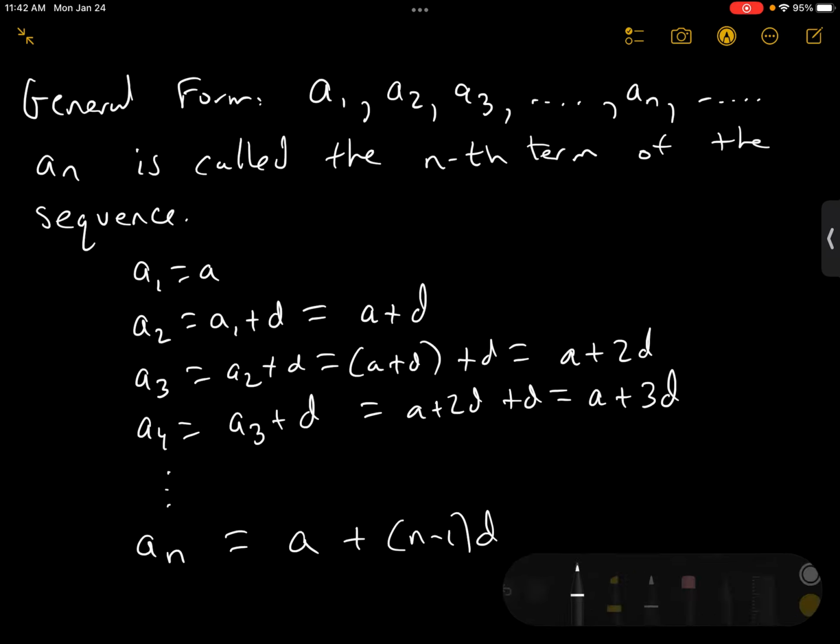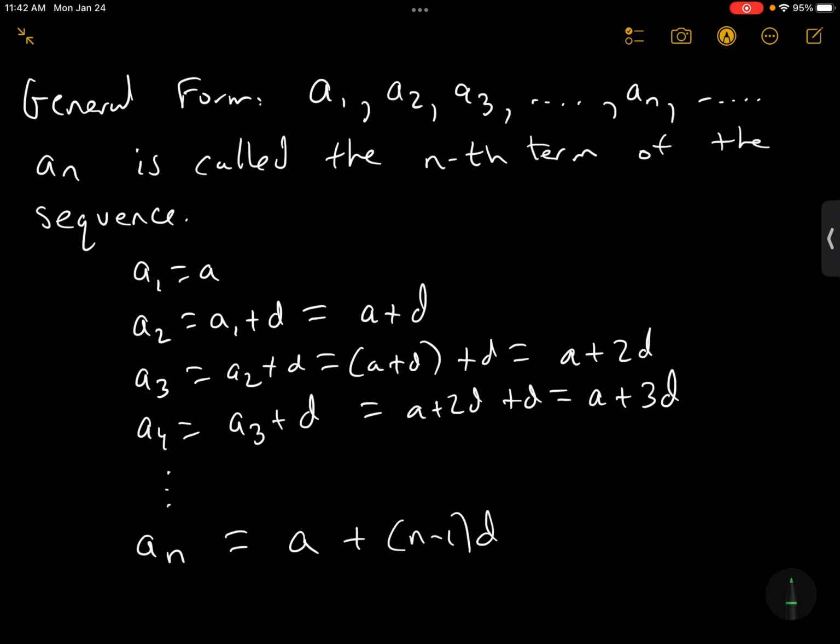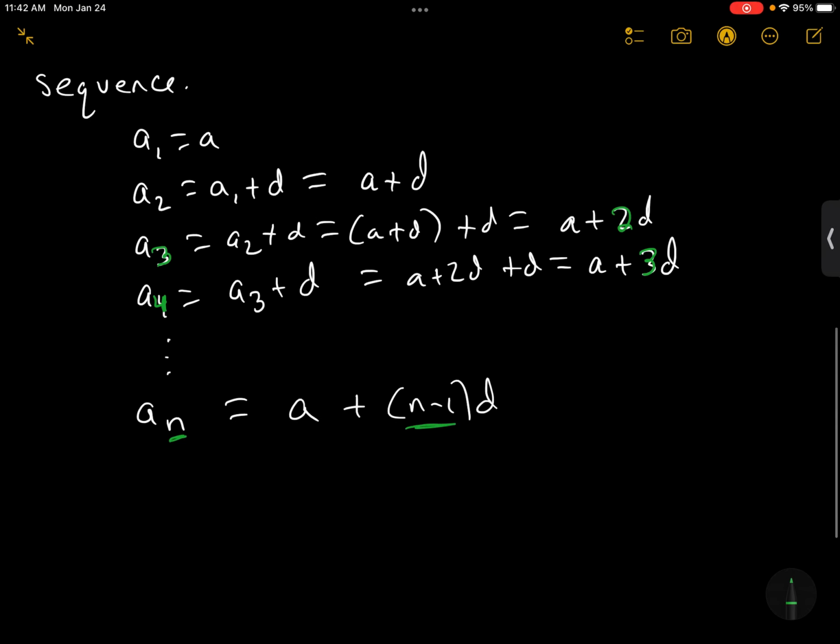All right, so just checking this, this is subscript math. So here's my n, so n equals 4, and the number in front of it's 1 less. Here, n equals 3, and the number in front of it is 2 less. All right, so if we have n here, the number in front of it is n minus 1 times d.